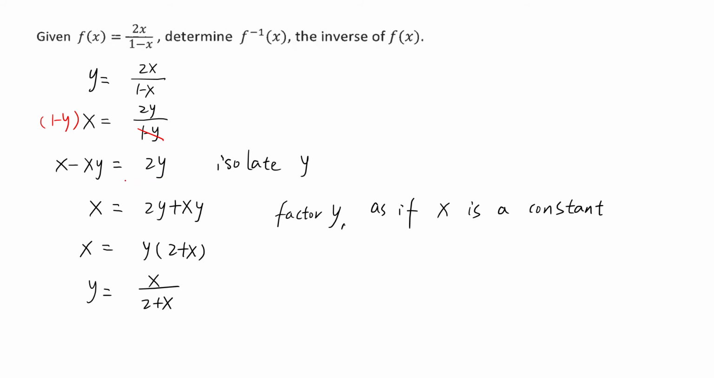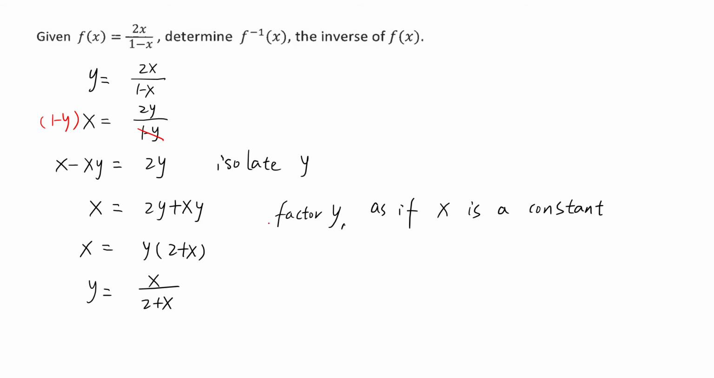But many students don't know where to start from here. Here is a very important step. It's called isolate y. Basically, we consider x as just a constant, and move everything involving y to one side. This involves y, this involves y, so I just move this part to the right-hand side. This is called isolate y. So we have x equal to 2y plus xy.